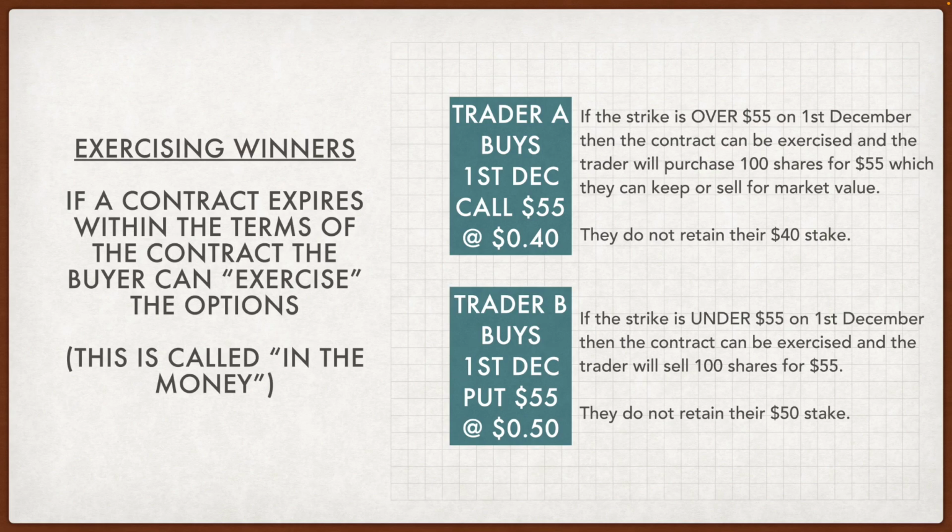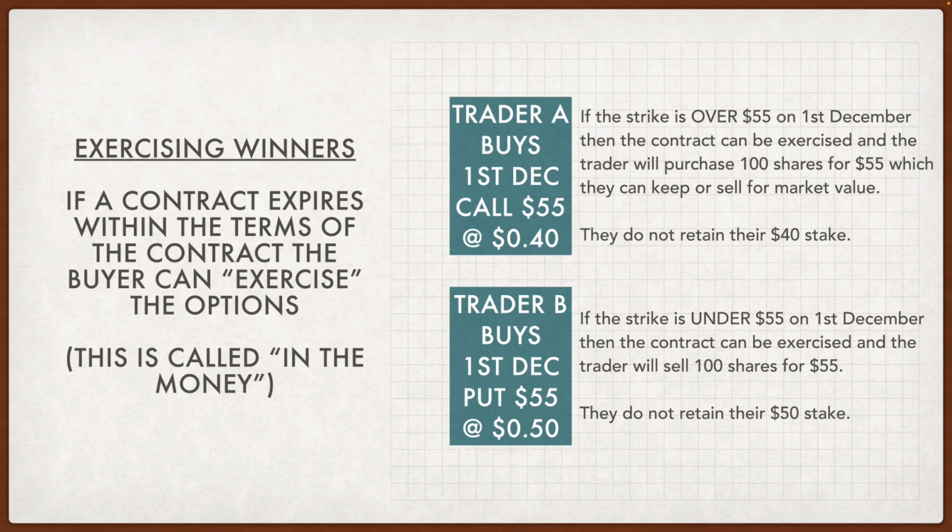If the opposite is true, and the stock is above $55 on the 1st of December, then the contract can be exercised, which means you will exercise the terms of the contract, and Trader A will purchase 100 shares for $55, which they can then keep or they can sell at the current market value. However, they still do not retain the $40 that they purchased the contract for.